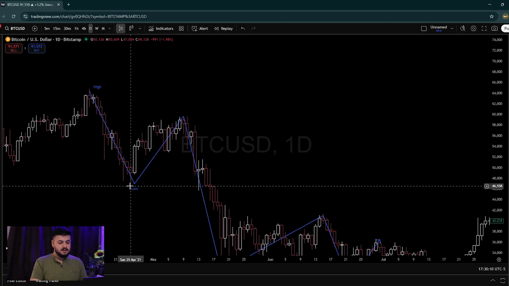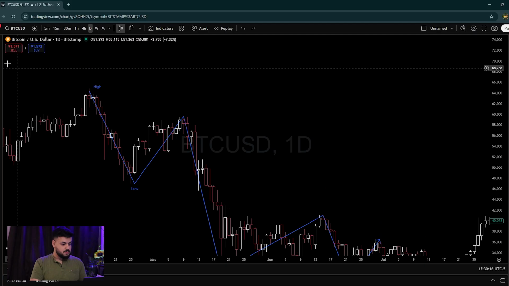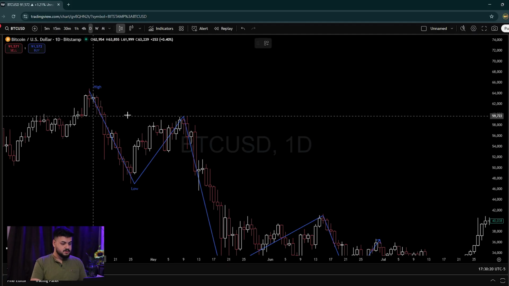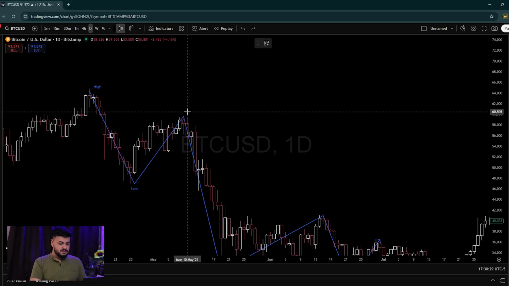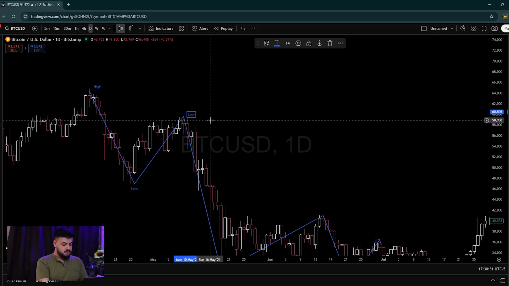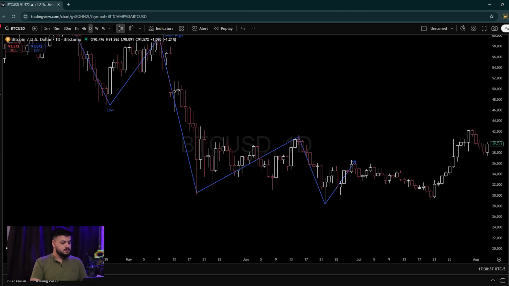if we follow this line along, this high is lower than the previous one, as you can see right here. So we can call this a lower high, and we can call this point, if we follow along, a lower low.